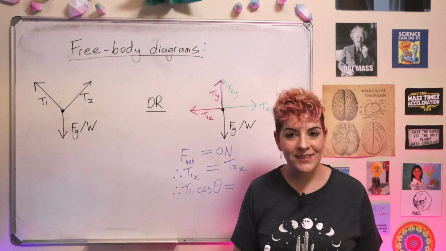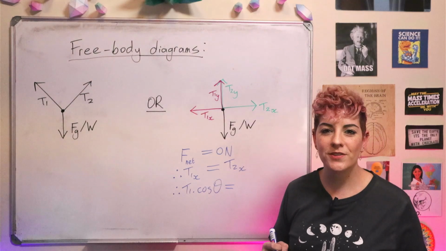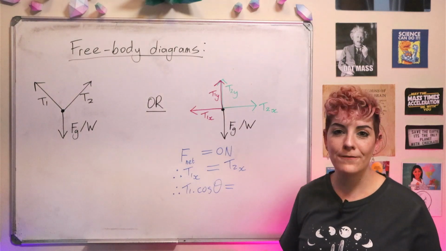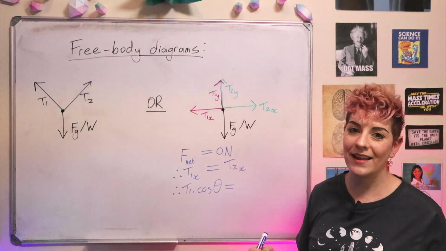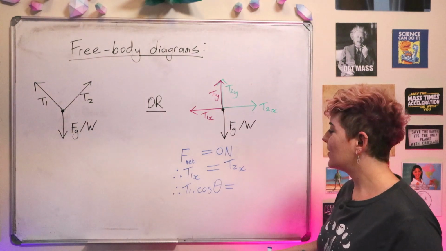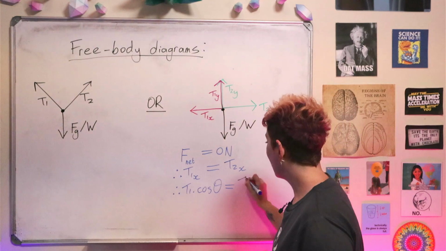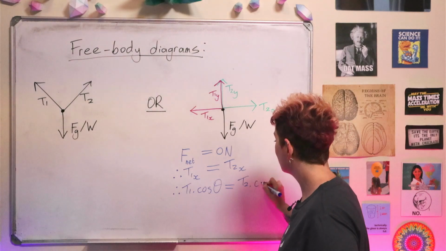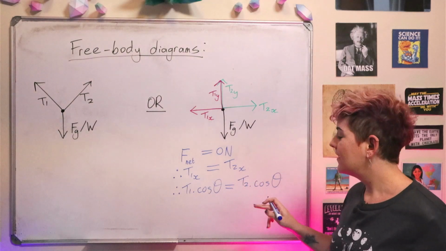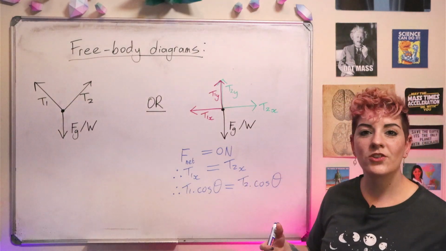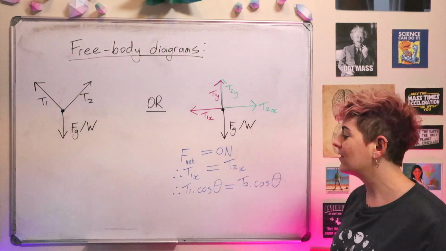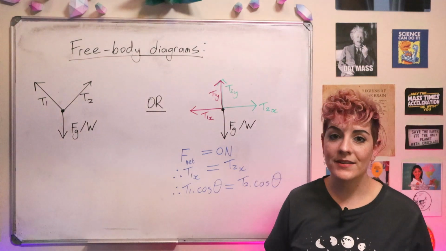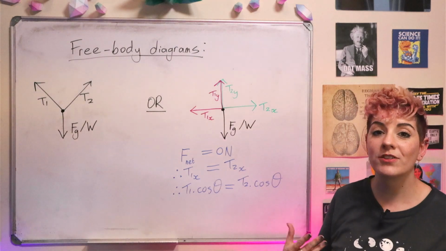Now, in my lesson on components of angled forces, we discussed the formulae for x and y components. So check that out if you haven't already done so. Now, T2x can be expanded as T2 times cos theta. Now, these thetas are not necessarily the same angle. It will be the horizontal angle that each rope makes with the x-axis or horizontal.